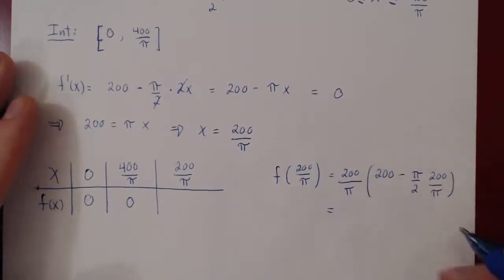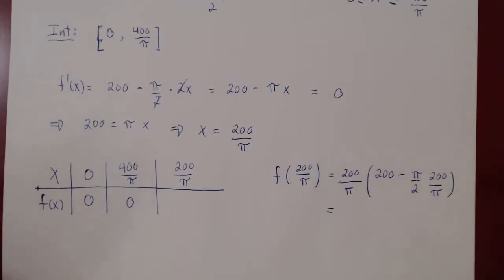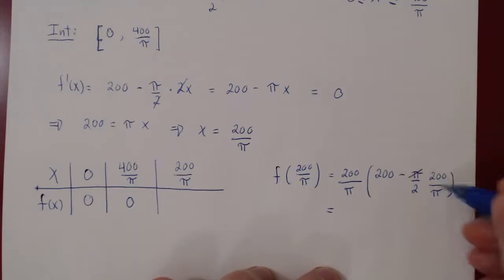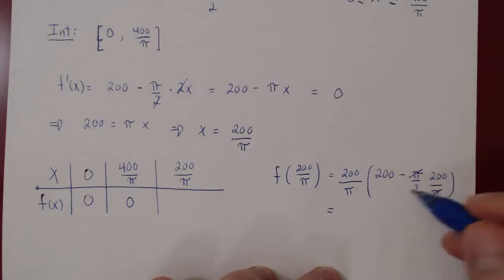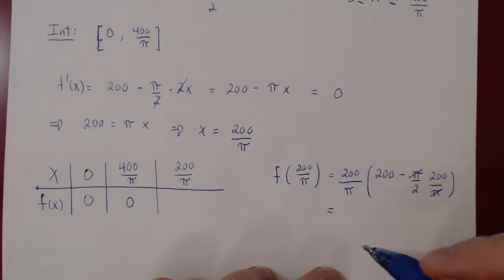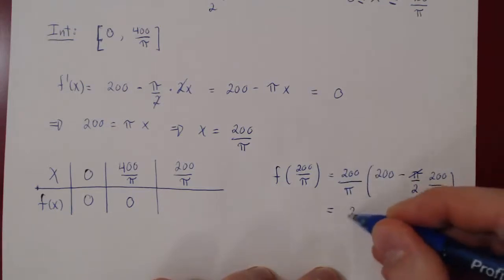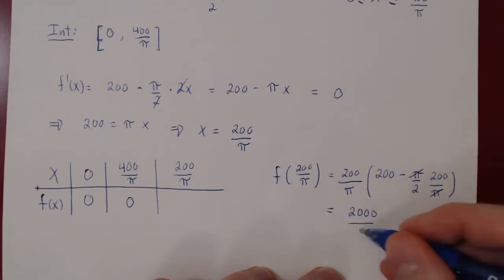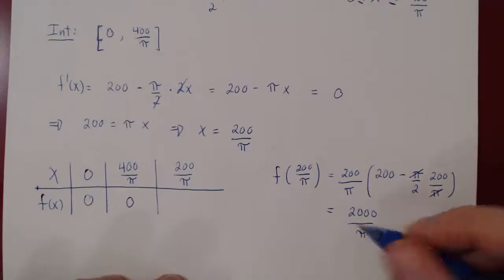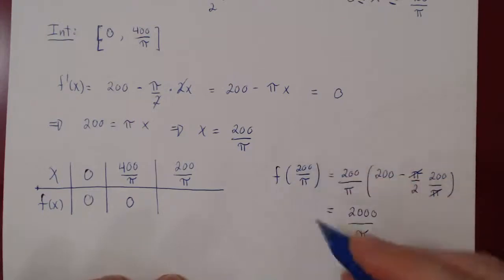Let's see what we get. The pi over pi cancels. 200 over 2 is 100. 200 minus 100 is 100. Times 200 gives you 20,000 over pi. And that is the exact value at x equals 200 over pi. The answer is 20,000 over pi.